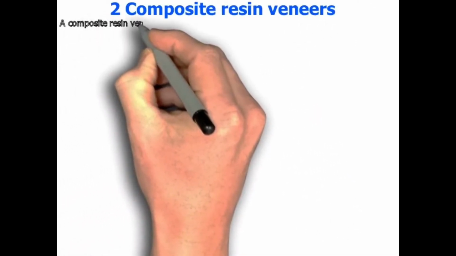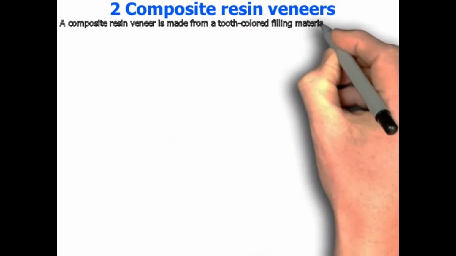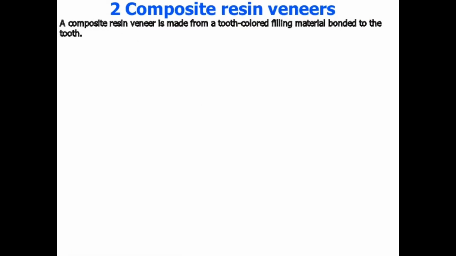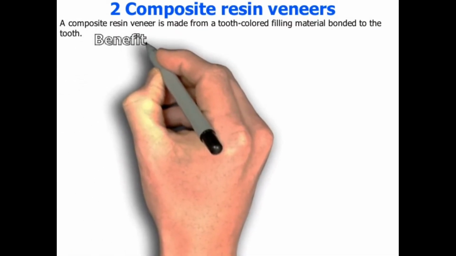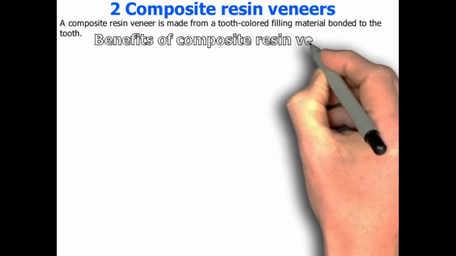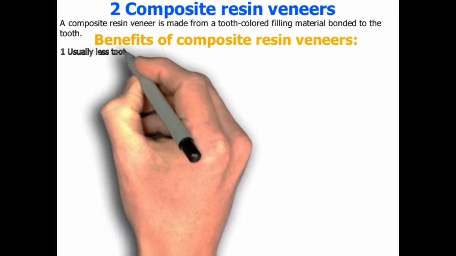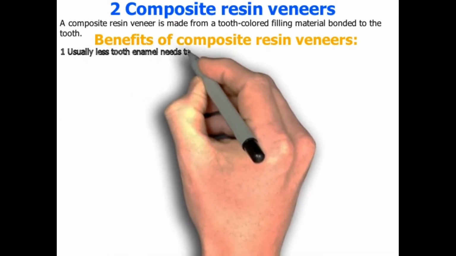Type number 2, composite resin veneers. Definition: a composite resin veneer is made from a tooth colored filling material bonded to the tooth. Benefits of composite resin veneers.